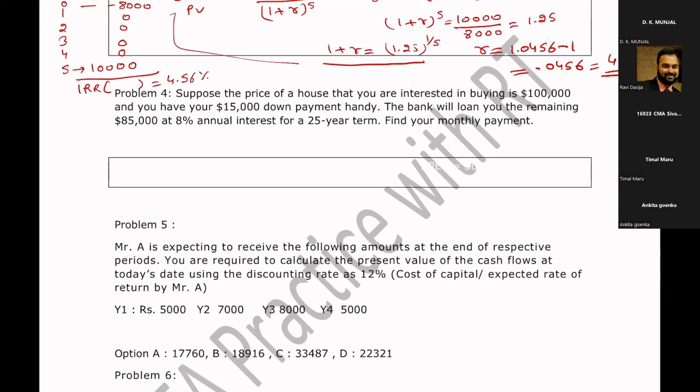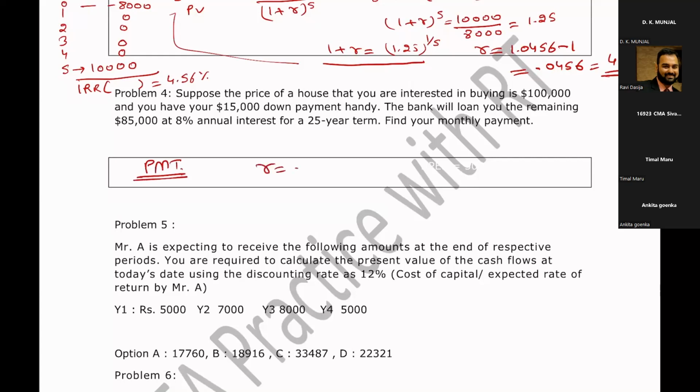Next question. Same thing, EMI. They are asking monthly payment. Same question we have done with the PMT formula in Excel. With the PMT formula in Excel, it is very easy to calculate.